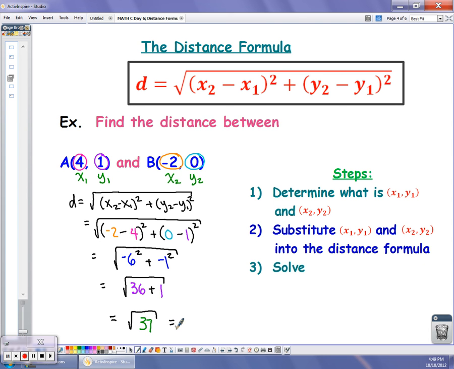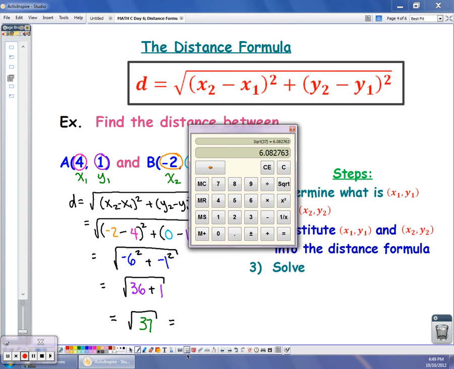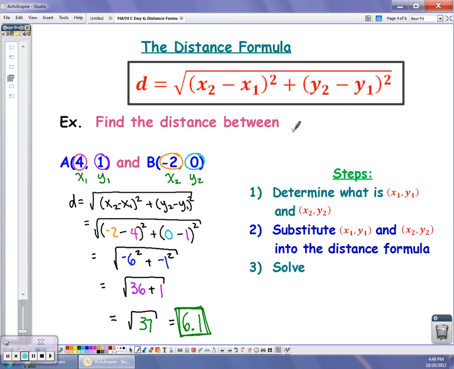I could leave my answer in root form, or we could use our calculator and figure out what the square root of 37 is. So I'll take out my calculator, find the square root of 37, and I find it's going to be 6.082763. Typically, when we find a distance, we'll round it to the nearest tenth. In this case, it's going to turn out to be 6.1. So the distance between points A and B on a coordinate plane is going to be 6.1.